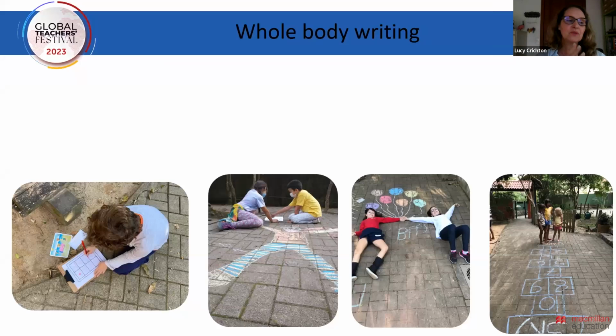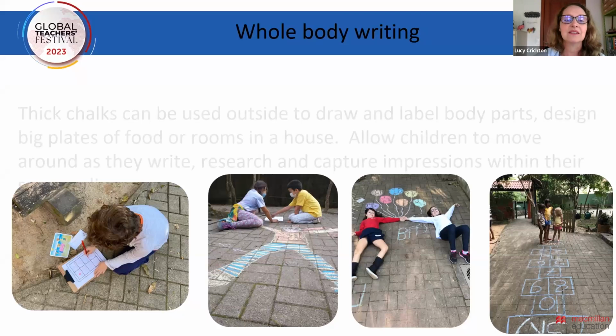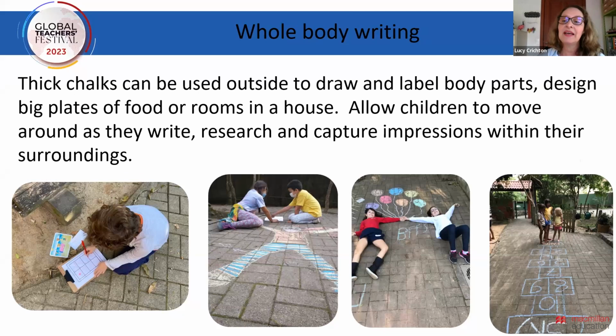And also you're going to see these chalks. These chalks have been used out in the playground, and children can draw and label different things. So perhaps they can design body parts, as you see there. Maybe they can draw a big plate of food and everybody can draw some food on it. Maybe they're going to label the rooms in a house.